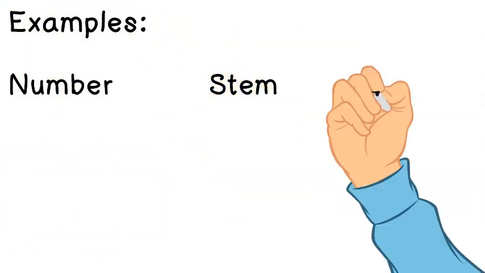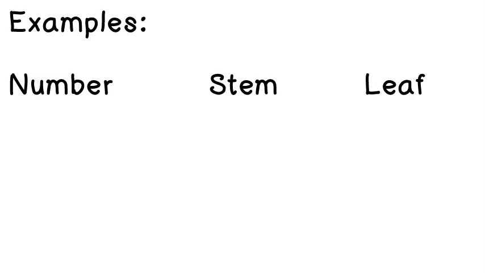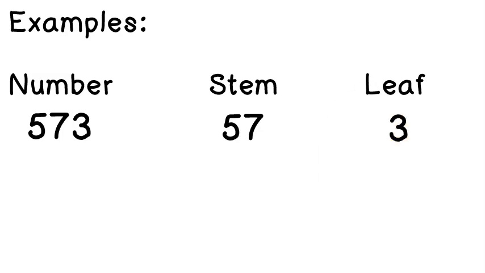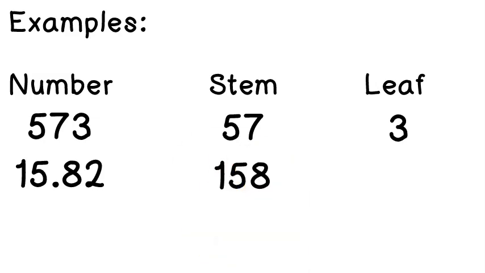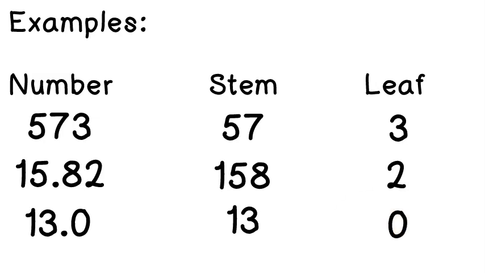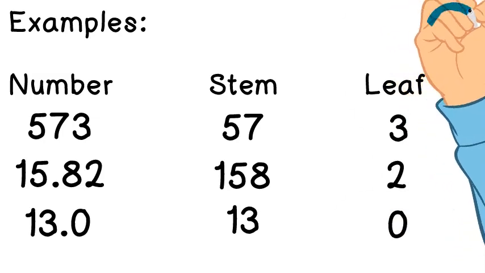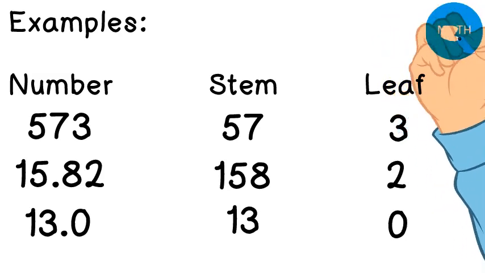Here's some examples of finding the stem and the leaf. So if I have the number 573, the stem is 57 and the leaf is 3. If I have the number 15.82, the stem is 158 and the leaf is 2. And finally, if I have the number 13.0, the stem is 13 and the leaf is 0. Notice the leaf is always the last digit.